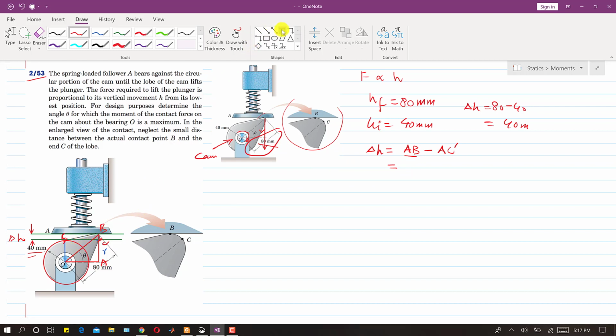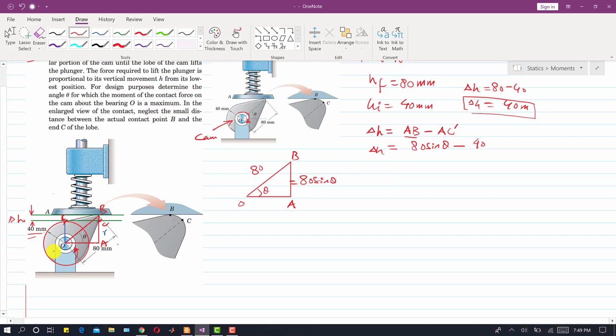Let me draw this triangle here, and if I join this, so this is 80, right? So if this is the triangle OAB, and if this is theta, then this length will be 80 sine of theta, right? So this complete AB length is 80 sine of theta, so we can write 80 sine of theta minus AC. So AC is how much? AC is 40, right? So we can write 40, this radius. So AC is the radius and it is 40 mm, right? So this is the change in length.